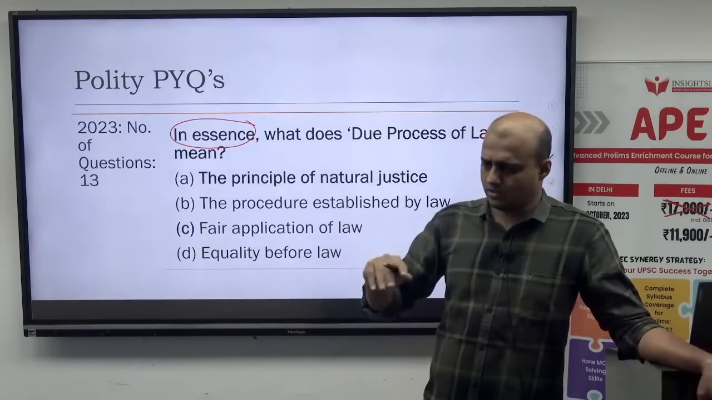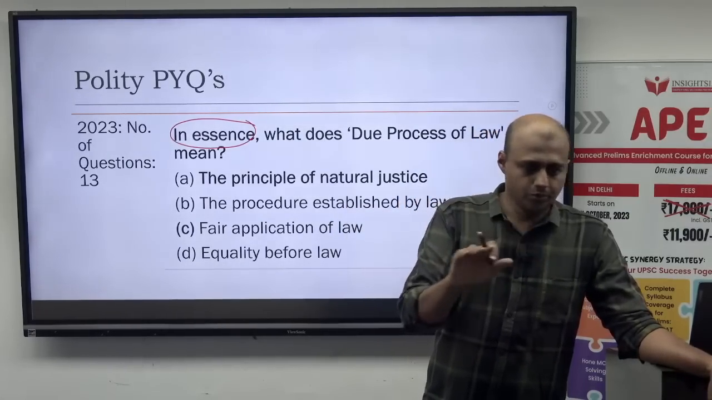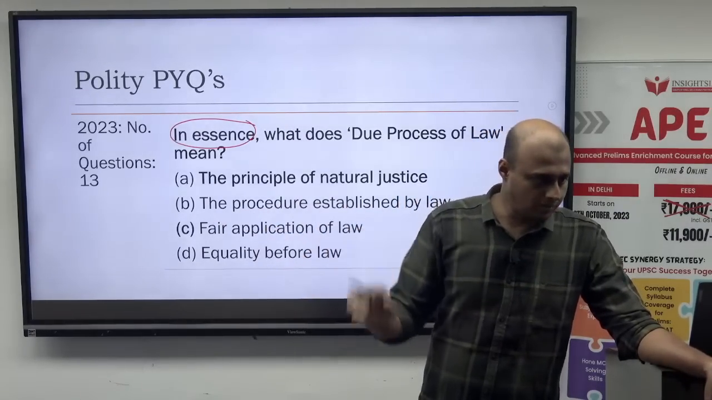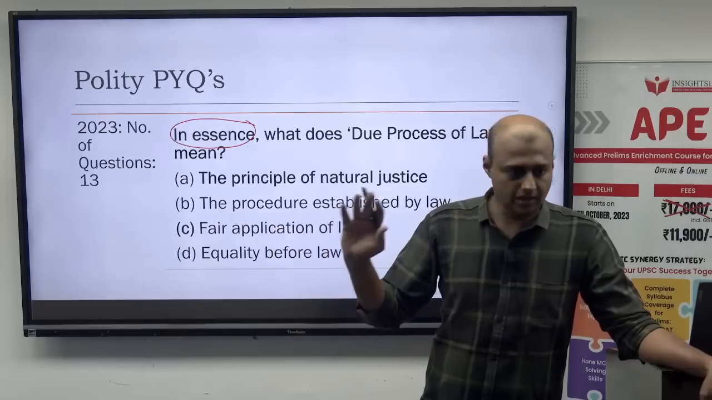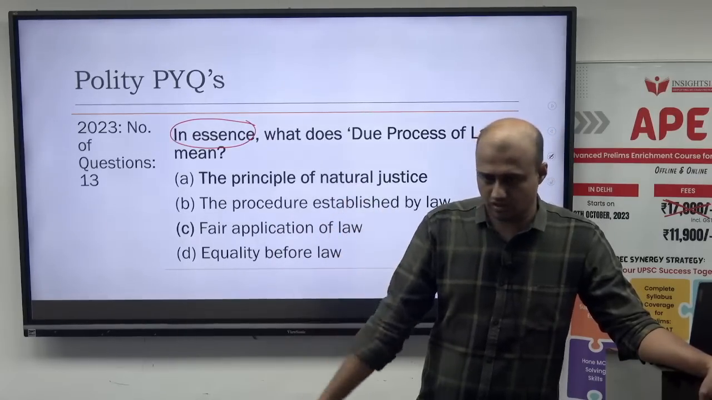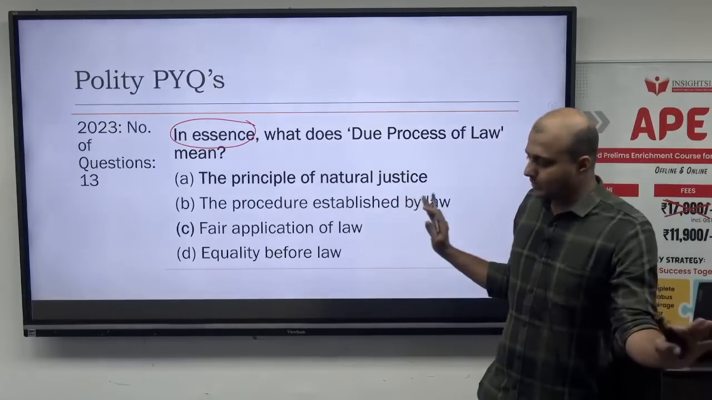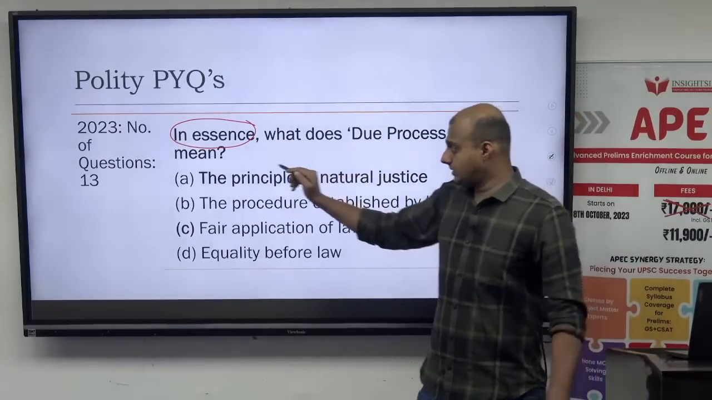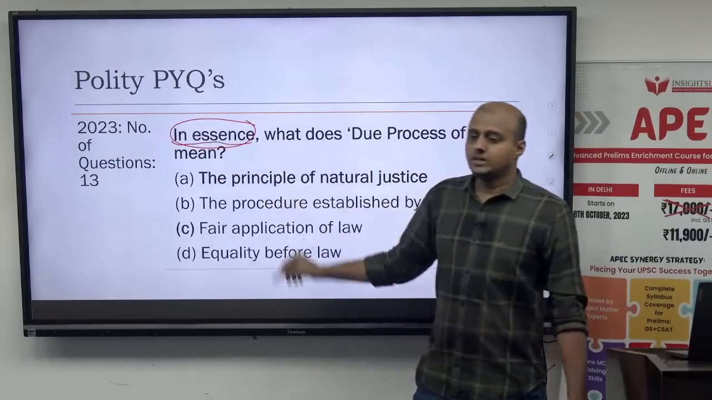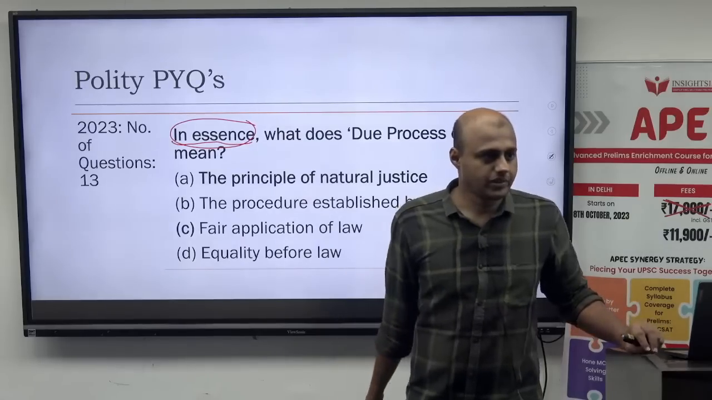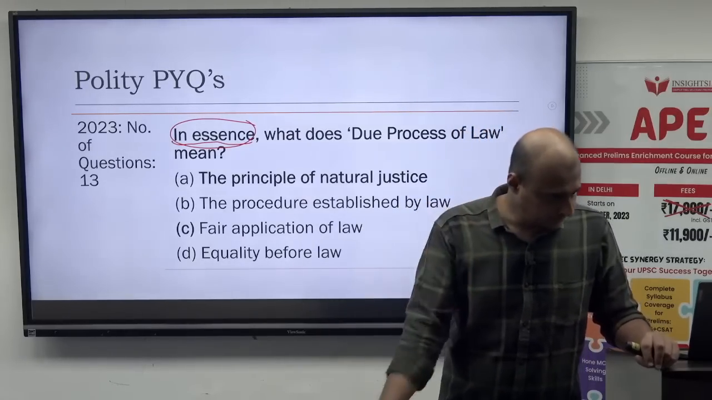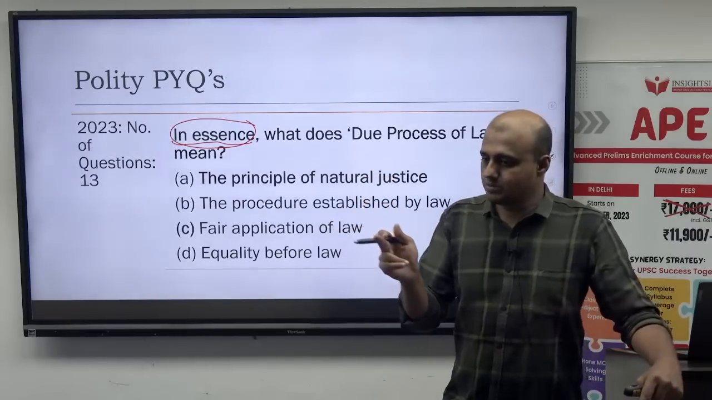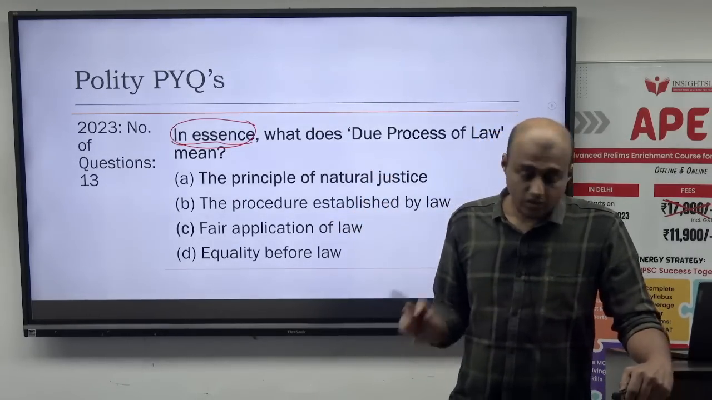Some people are telling no, it is just fair application of law. Due process of law equals procedure established by law plus whether the law or rules are fair, non-discriminatory, non-arbitrary, all those things I might have heard. We have to wait for the key. But for me, this is the catch here. "In essence" is the catch. One word they have played. So that's why the answer will become principles of natural justice. So that also will matter a lot.